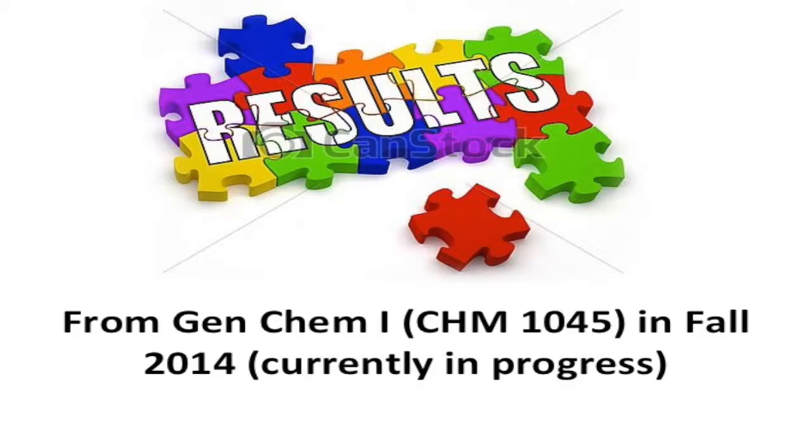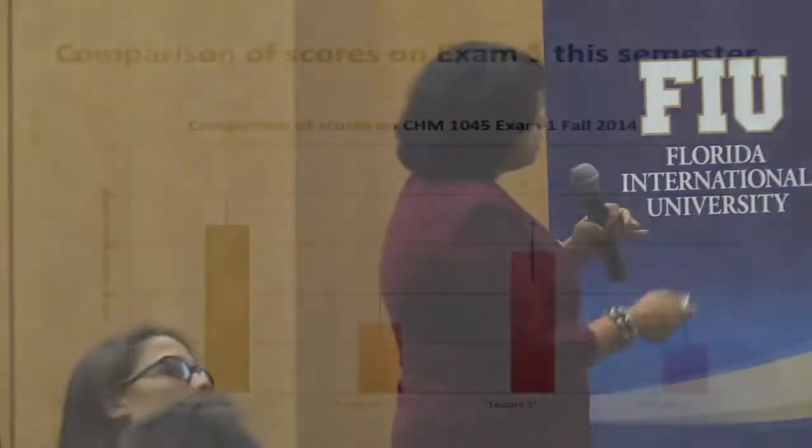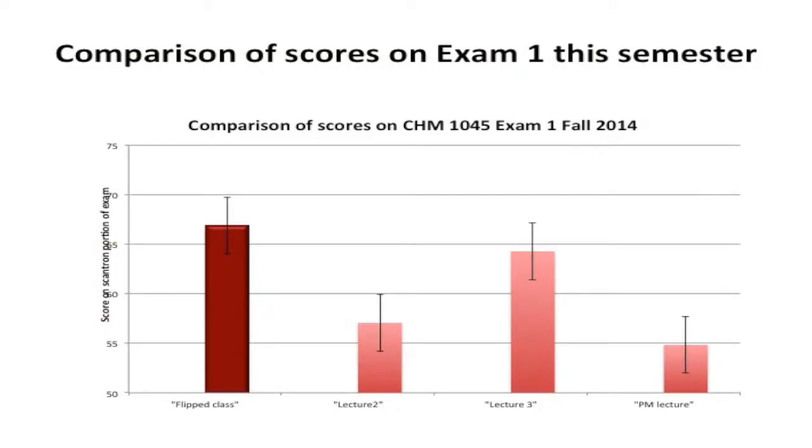Now these are results from the class that I am flipping right now. This is the comparison of exam 1 scores. There was about 2.5 points difference between my class and the next highest class. Now this is the comparison to my own classes and other similar classes in previous semesters.